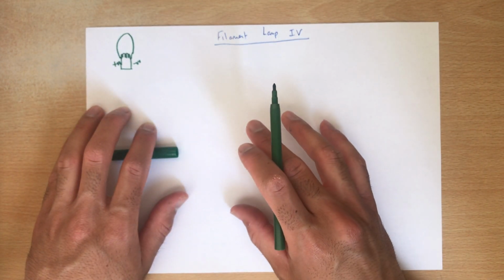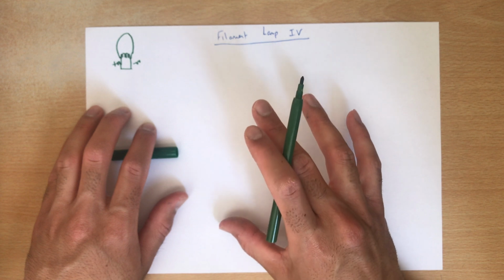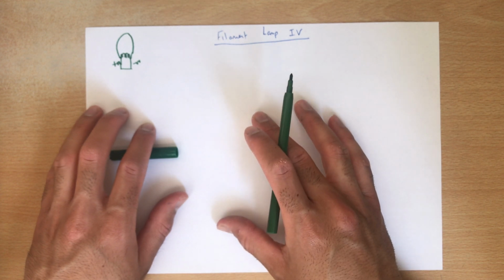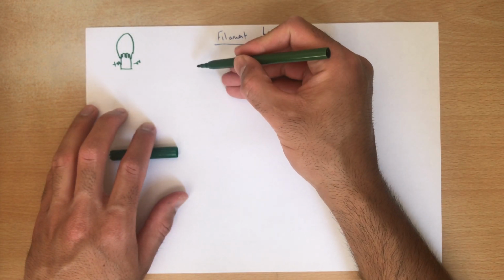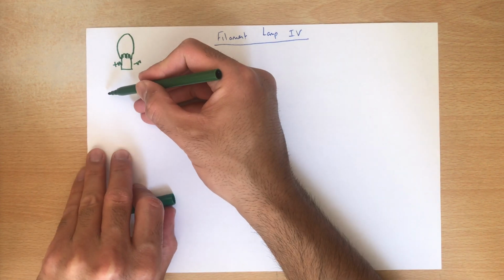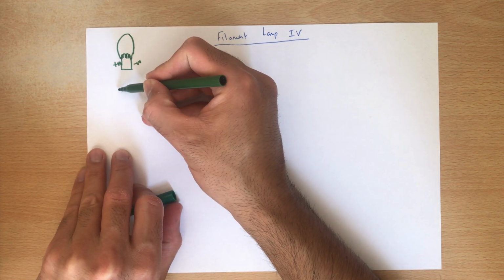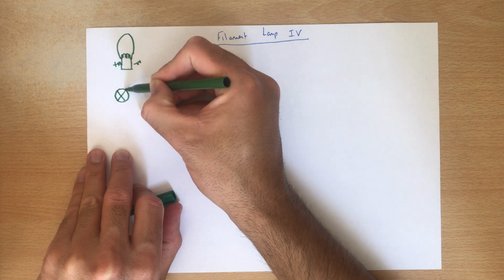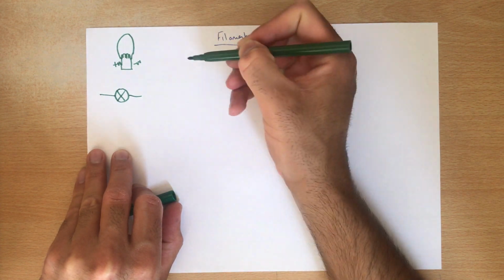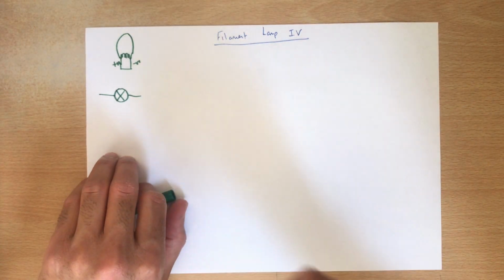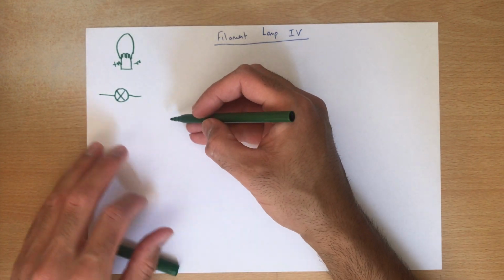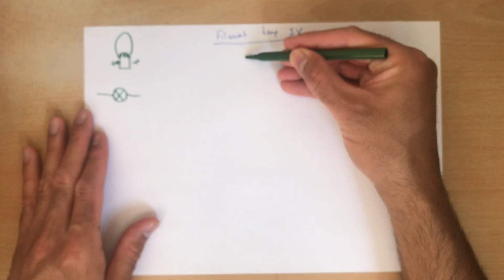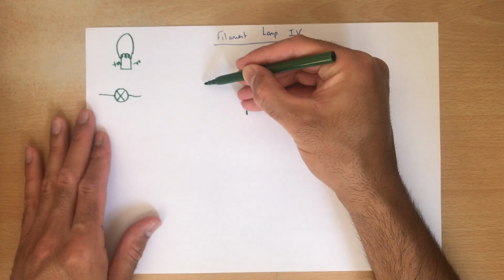Outside of it, we need to actually know about how it works. So to start off we're going to look at the electrical symbol for a tungsten filament lamp. The electrical symbol is basically a circle with a cross in it, and that is the symbol for a filament lamp. So the IV characteristics of a filament lamp are as follows.